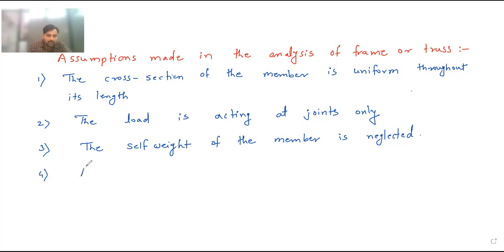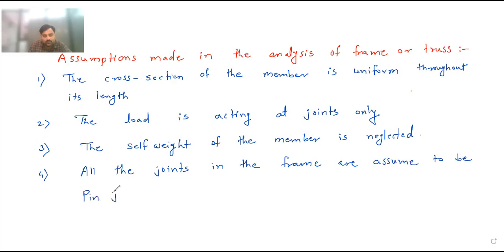And the fourth assumption is all the joints in the frame are assumed to be pin joints. Okay, so all joints are pin joints. So these are the four assumptions which are made while analyzing the truss.